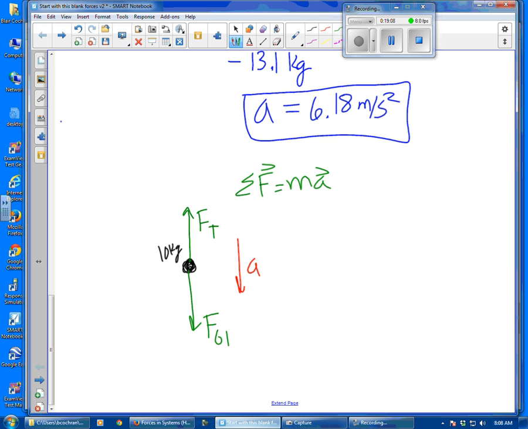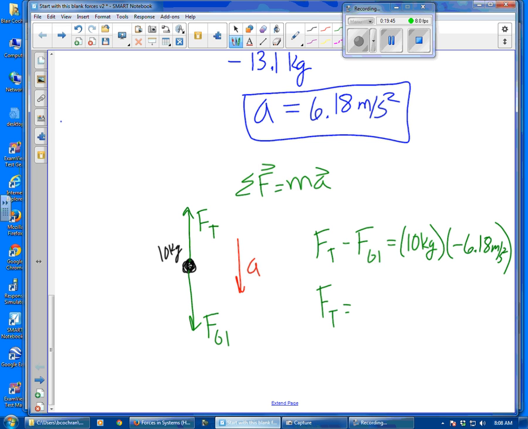Should we stick with the convention of up is positive or go with down is positive? Does it matter? We'll stick with up is positive. So I would have Ft minus Fg1 equals M, which is 10 kilograms, times a negative A. Oh, wait a minute. I know what A is. Negative 6.18 meters per second squared.